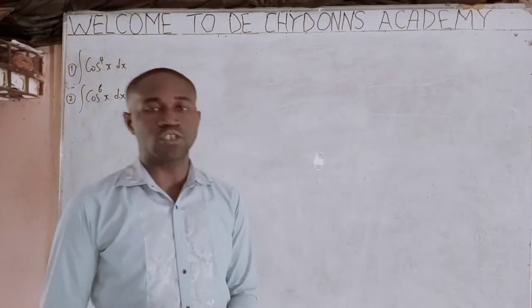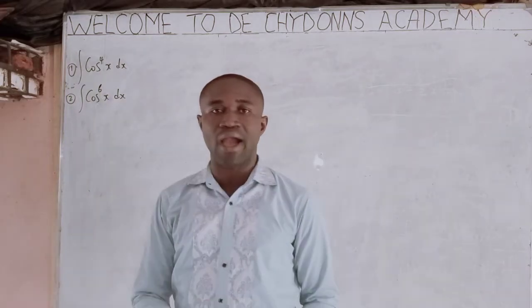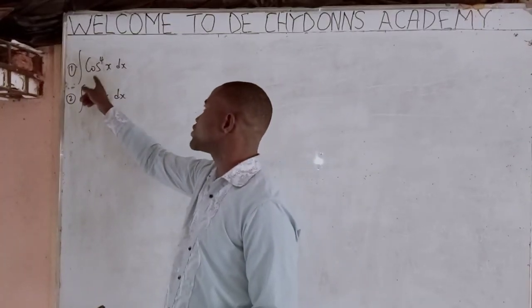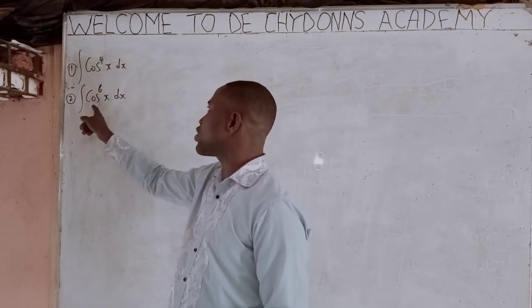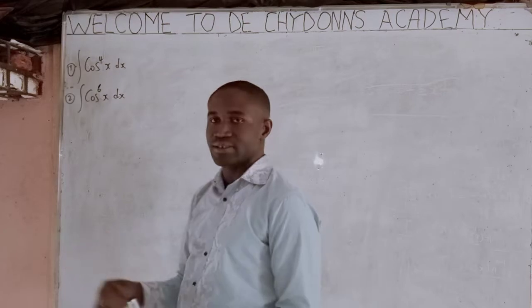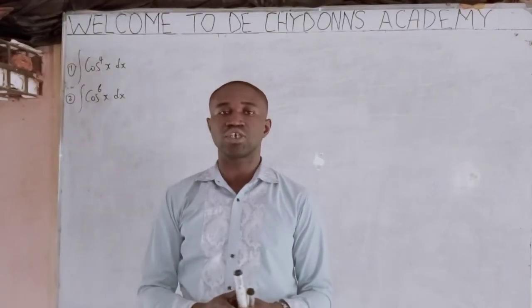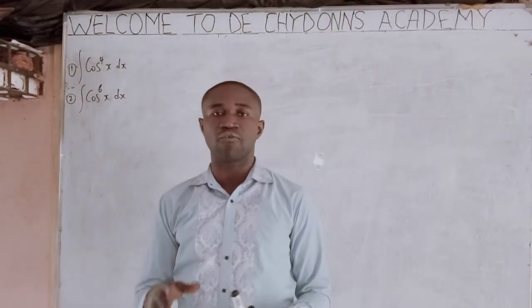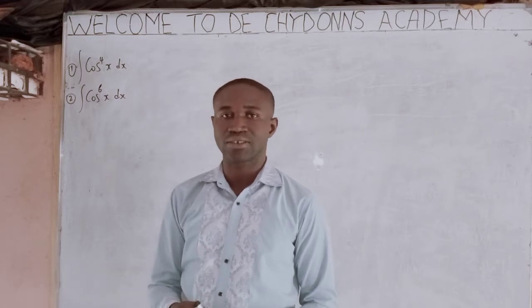Good morning once more. We want to see how we can solve this integration problem we have on the board. Integrate cos raised to power 4x dx. Question 2, integrate cos raised to power 6x dx. Now I want to see how we can integrate it using a shortcut. So in this video, we want to derive that shortcut first. After deriving it, we will now integrate.